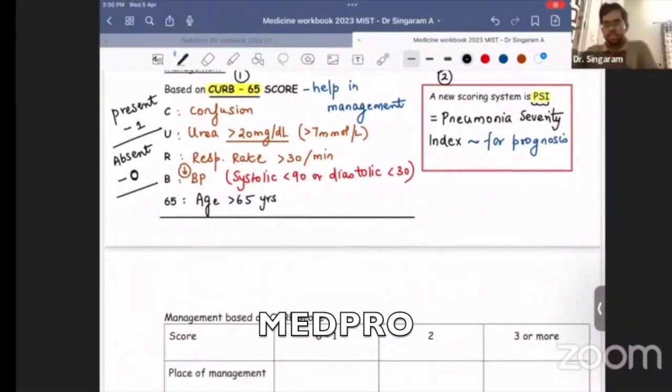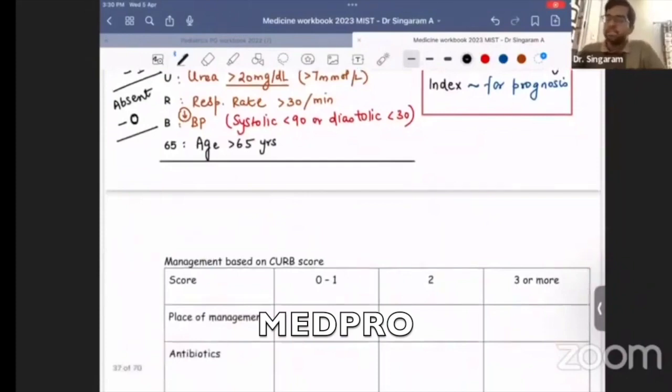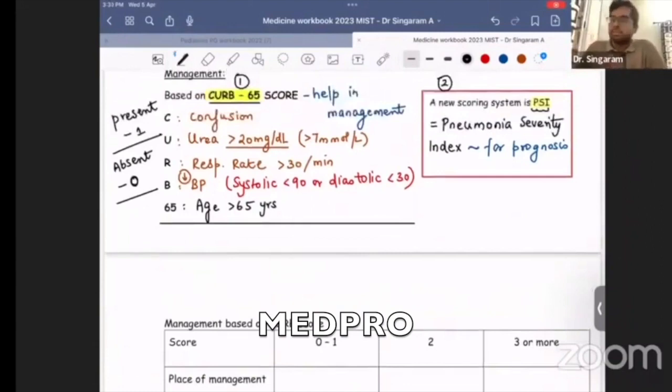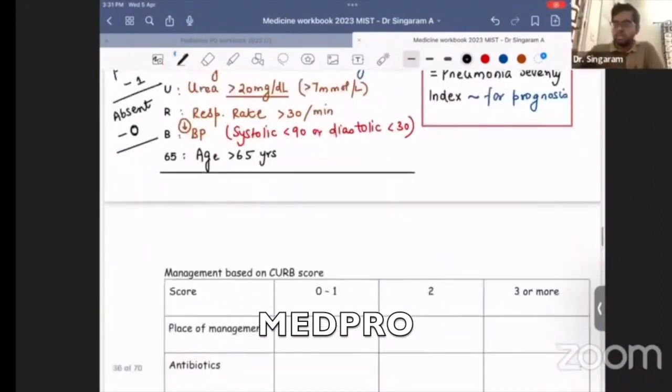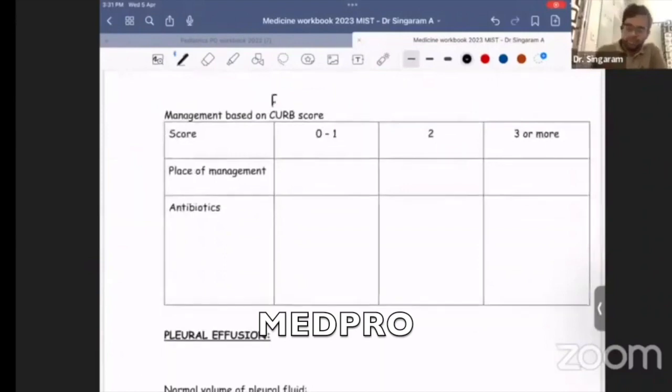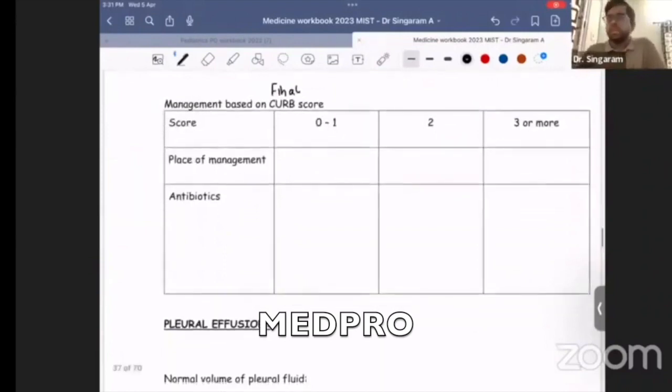So think like this. Age, I told you, more than 65 years. So for a 70-year-old patient, we will give 1 score for that age 65. If it is just a 40-year patient, we will not give any score for that. So every parameter, you will give a score of 0 or 1. Finally, you will add all the scores. And based on the final CURB score, in the next page you can see, you have to manage these patients.